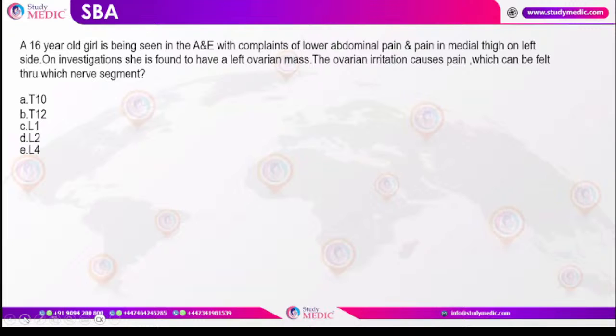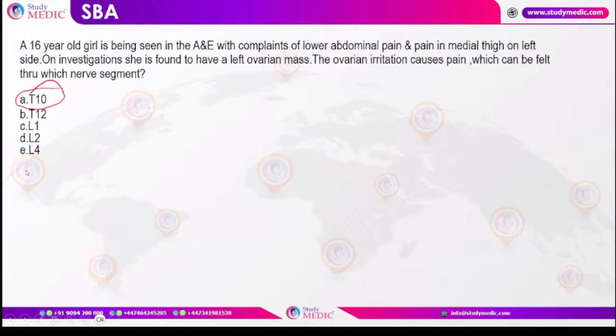So now, obviously, this ovarian mass is causing irritation. So they're asking you, this pain will be felt through which nerve segment? Options are T10, T12, L1, L2, and L4. There is a lot of confusion always. Many of the students choose the option T10.